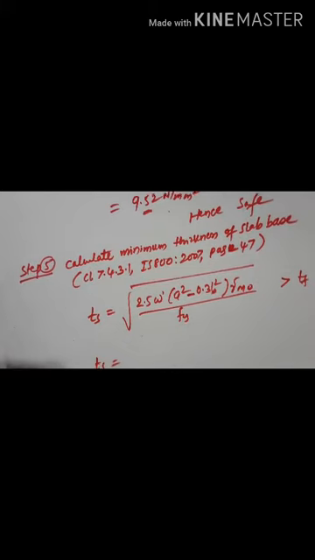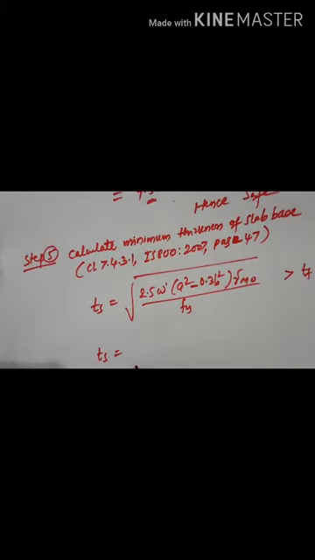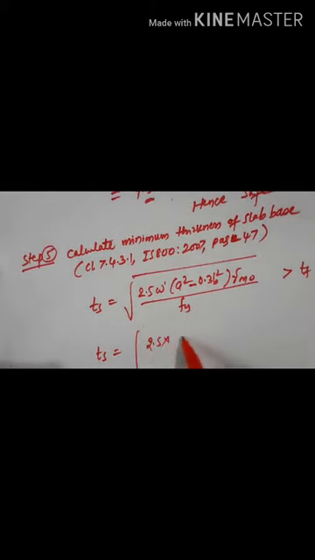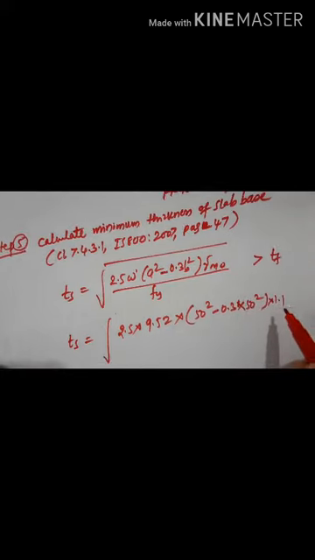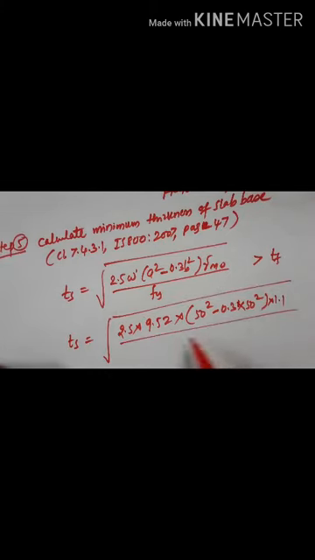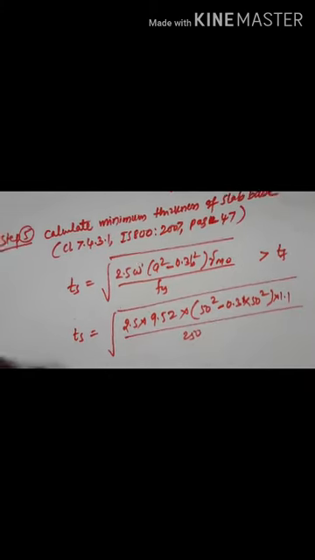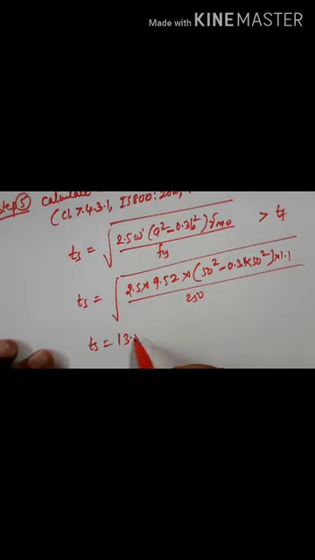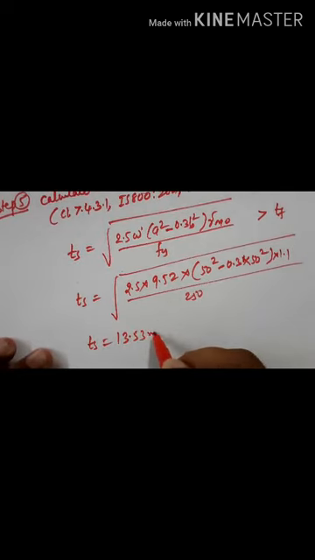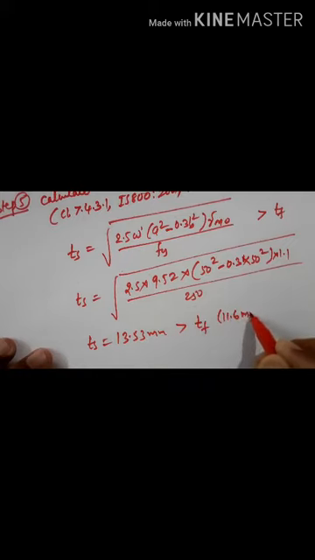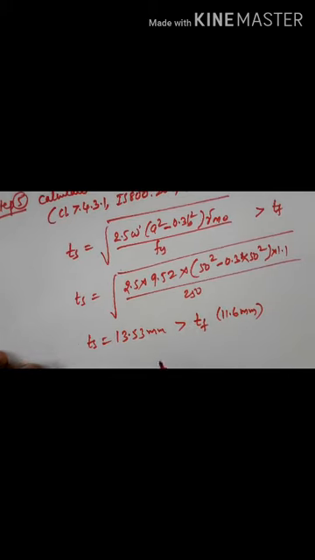Substitute all the values here. When you substitute, 2.5 into 9.52 into 50 square minus 0.3 into 50 square, into 1.1 gamma, divided by 250, you will get a thickness of plate as 13.53 millimeter, which is greater than the thickness of flange, that is 11.6 mm. So hence you can provide approximately 14 mm.